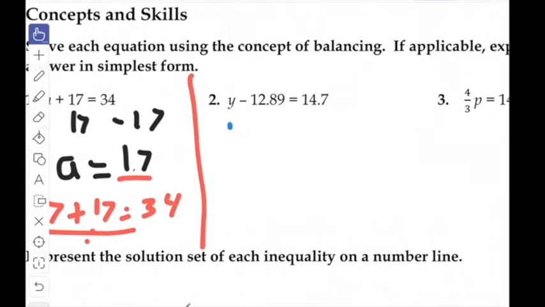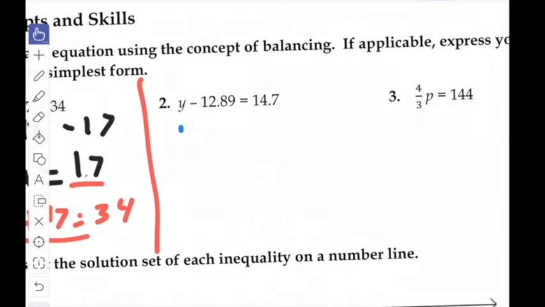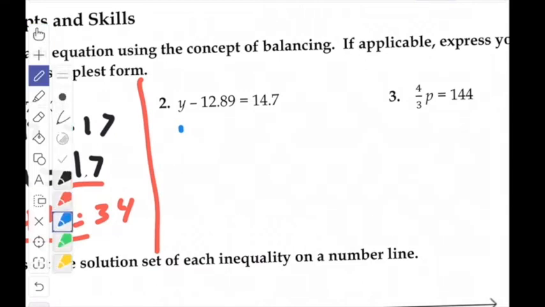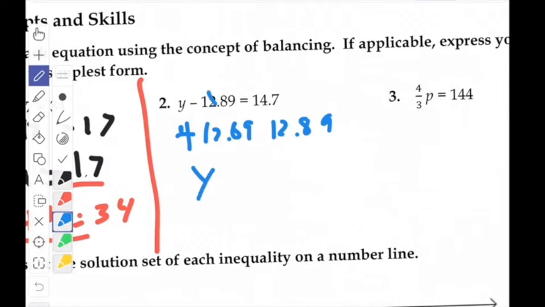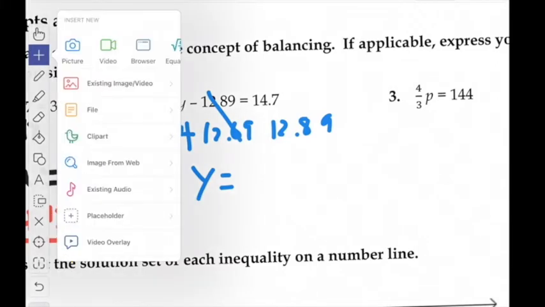I see that it's subtraction, so I need to add 12.89. Let me just make this a little bigger. So I'm going to add 12.89 to both sides of the equation. Okay, so then I have y, because these cancel out, equals, and when I add decimals, remember you should be lining up the decimal.